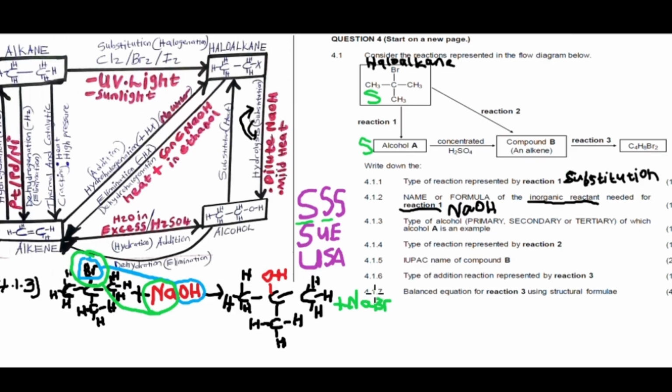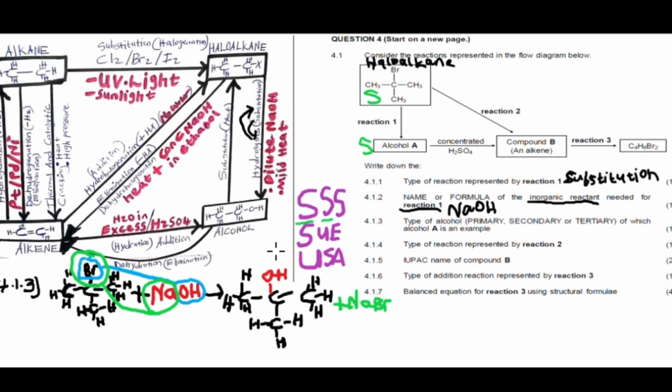But now the question says, is it a primary alcohol, a secondary alcohol, or a tertiary alcohol? We said for a compound to be a tertiary alcohol, the carbon that is carrying the OH group must be bonded to 3 other carbon atoms. Which compound is carrying the OH? Let's look at our product, the alcohol that we have formed. This carbon that is carrying the OH is very special. We are going to ask ourselves, is it a tertiary alcohol, a secondary alcohol, or what?